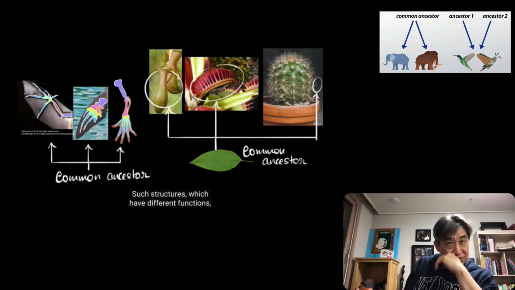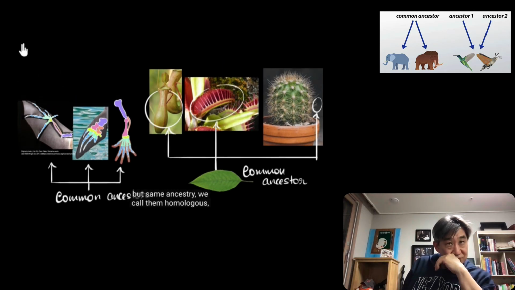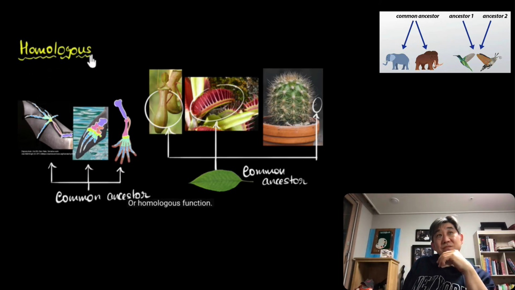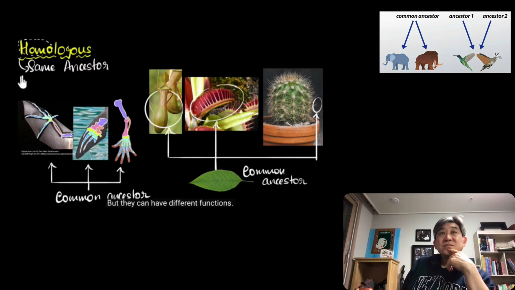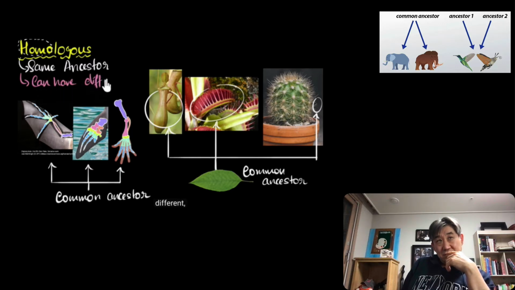Such structures, which have different functions, but same ancestry, we call them homologous structures. I'll just write homologous, okay? So what's important is that the word homo means same. Same what? Same ancestors, and that's important. Same ancestor, but they can have different functions. And I say they can have different functions because they can also have same functions.